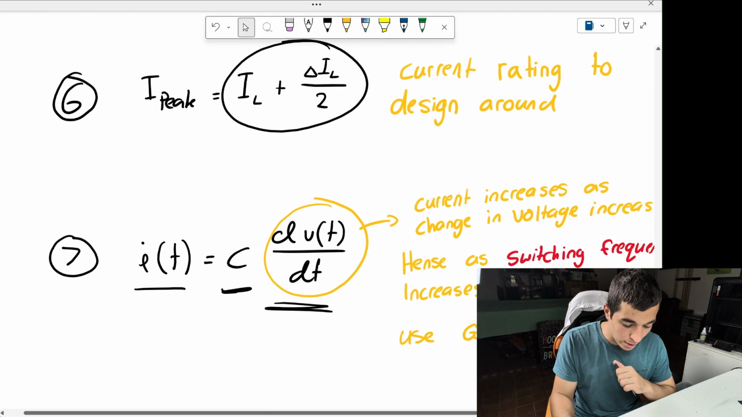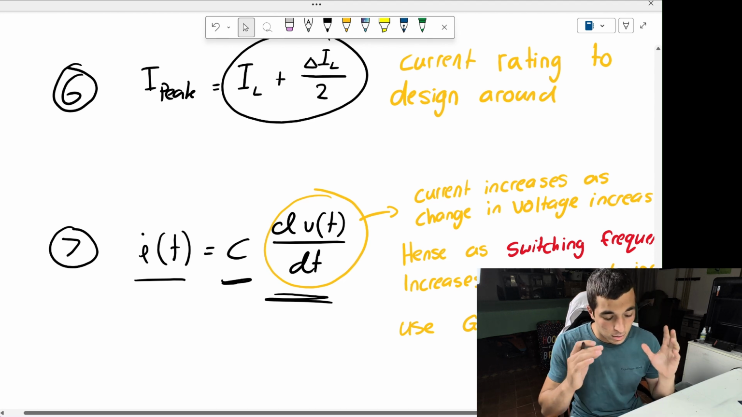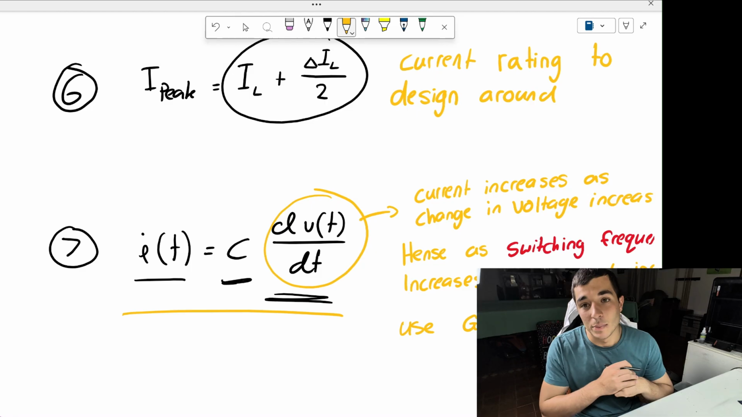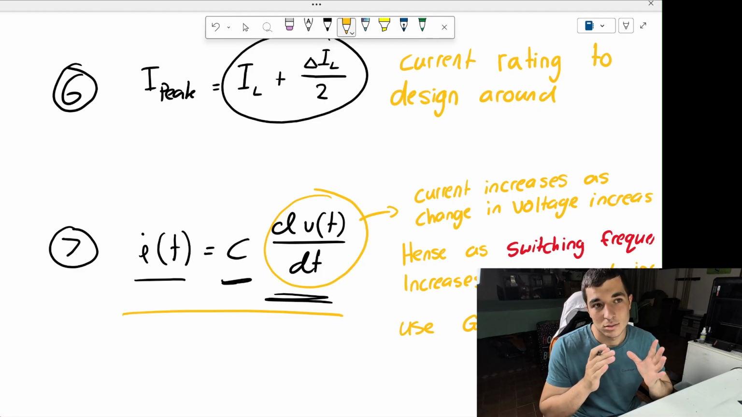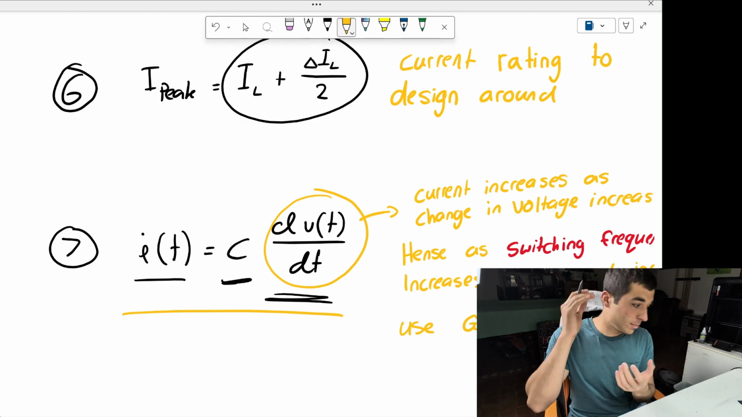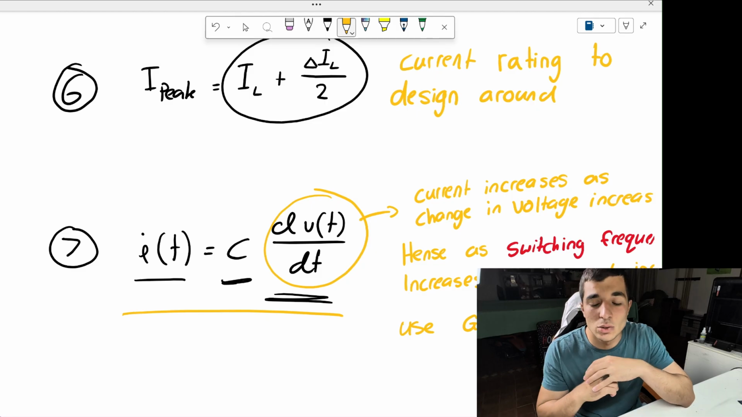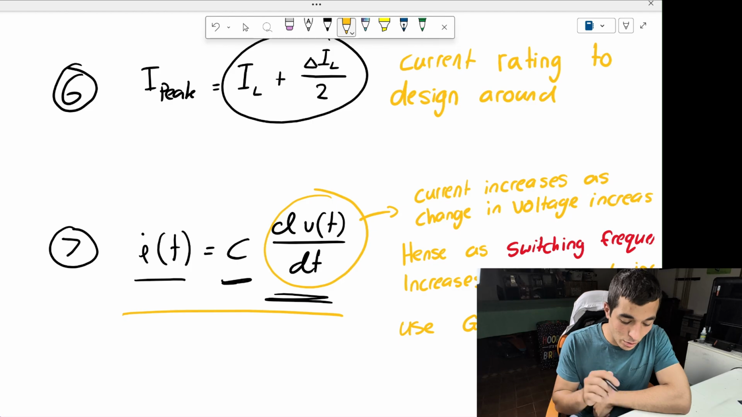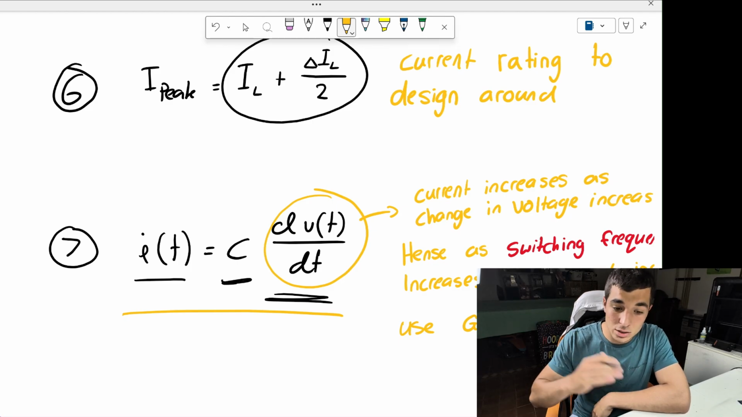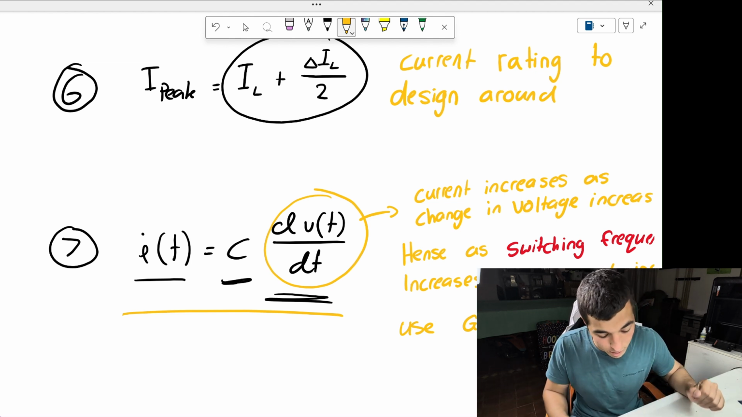And this one here, equation 7, is pretty important because I dealt with it firsthand. You can't drive a gate of the MOSFET with a microcontroller. You just can't do it. The pins on there can't sink and source the current you need. This equation tells you that when you increase the change in voltage, so when we're switching on and off really fast, the current will increase.